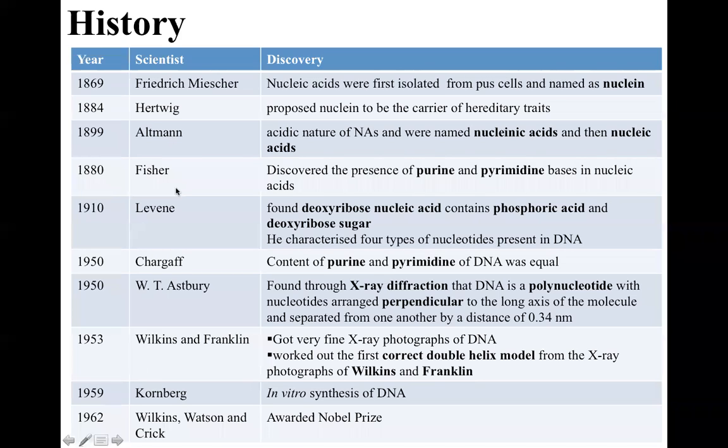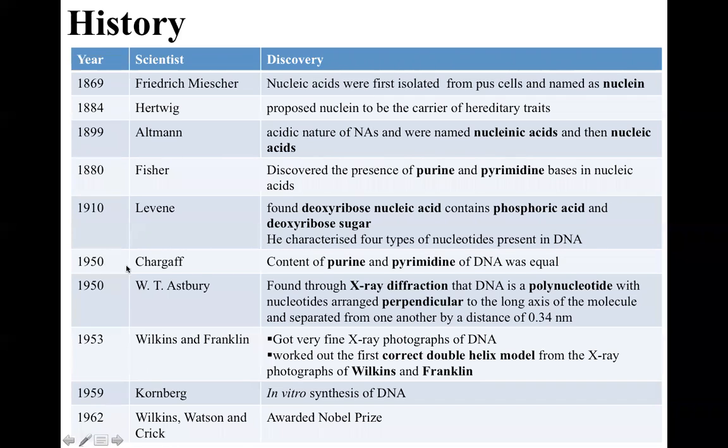In 1880, Fischer discovered the presence of purine and pyrimidine bases in the nucleic acids. In 1910, the scientist Levene found that DNA contains phosphoric acid and deoxyribose sugar. So you know that in addition to nucleotides, DNA contains phosphoric acid and sugar. He characterized the four types of nucleotides present in DNA, that is adenine, thymine, guanine, and cytosine.